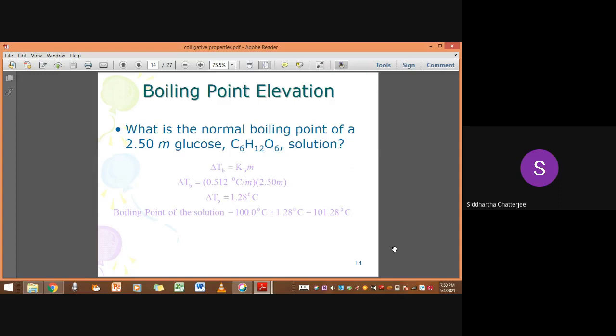So m is cancelling. Del TB means the elevation in the boiling point, that is the boiling point of the solution minus the boiling point of the pure solvent. The difference in degrees Celsius is going to be the same as the difference in Kelvin. So the boiling point elevation is 1.28 degrees Celsius. So the boiling point of the solution is 100 degrees Celsius plus 1.28, that is 101.28 degrees Celsius. In terms of Kelvin, you have to add 273.15 or so.